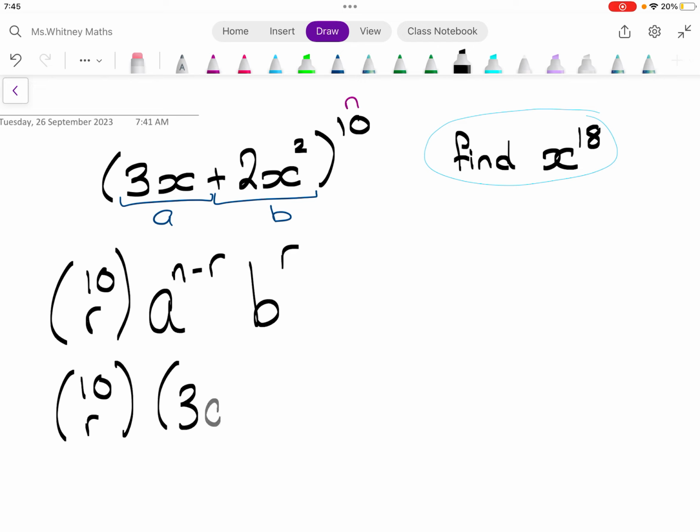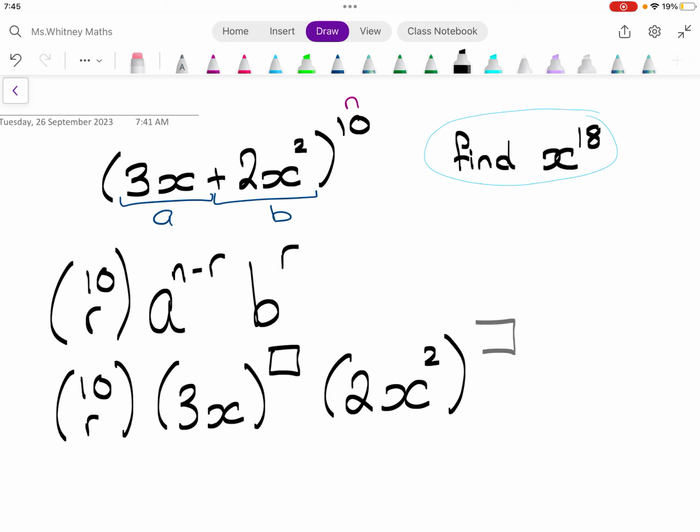So we have 3x to a power and 2x squared to a power. And I know these powers link here, so I can use the formula to help me. Now, my main focus is going to be r here. Also, just a side note, we know that these two powers always add to make n. So they're going to add to make 10.